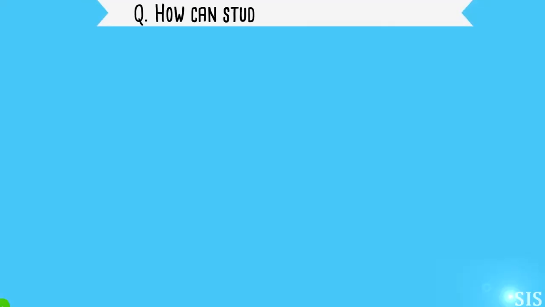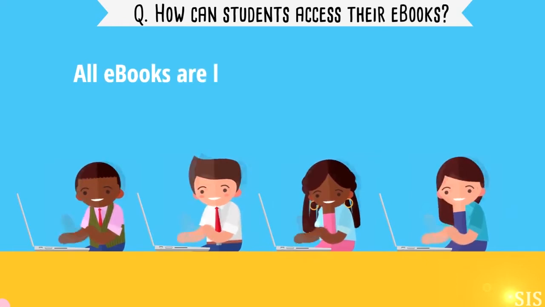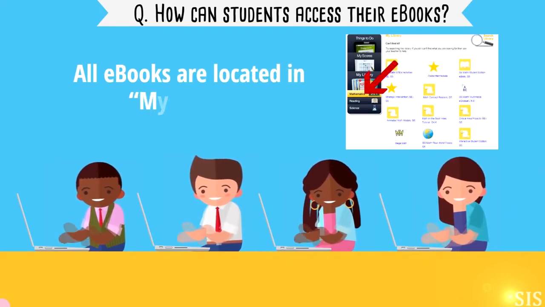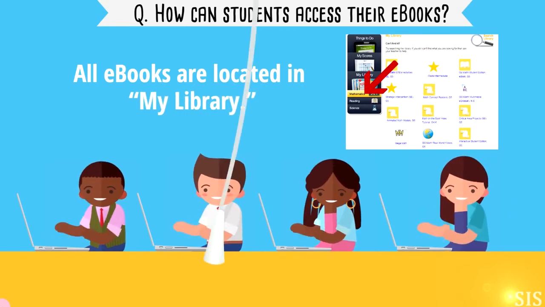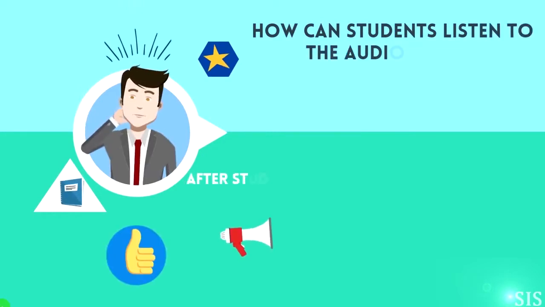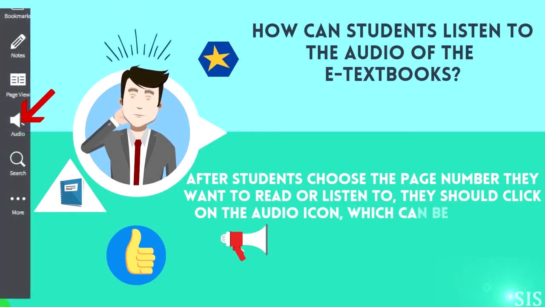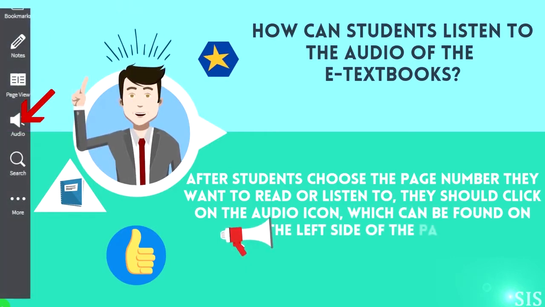How can students access their ebooks? All ebooks are located in My Library. After logging into the account and choosing the desired subject, English, Math, or Science, how can students listen to the audio of the e-textbooks? After students choose the page number they want to read or listen to, they should click on the audio icon, which can be found on the left side of the page.